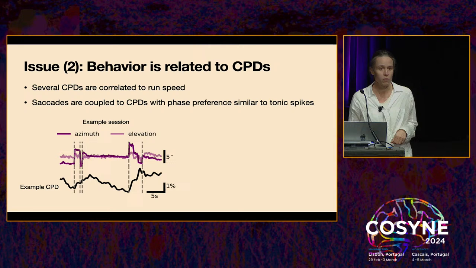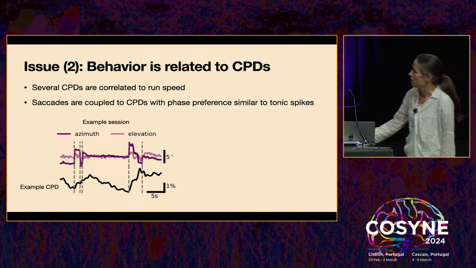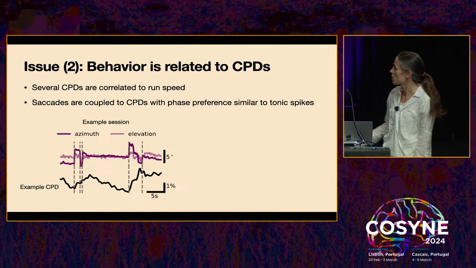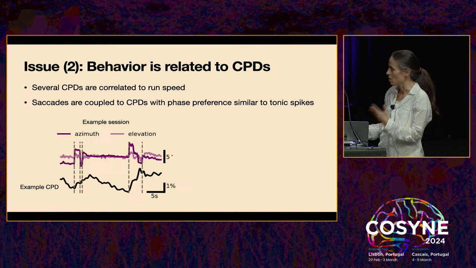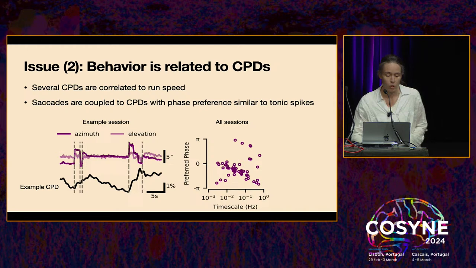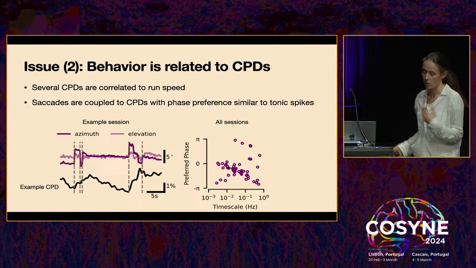What you can see here is the eye position in an example session. This is the azimuth, this is elevation. And down here you see an example component of pupil dynamics. What is very striking in this example is that the saccades, which happen mostly along the horizontal dimension, along the azimuth, happen whenever this component of pupil dynamics seems to be dilating. So here, here, here, and here, for example. And overall, when we relate the occurrence of saccades to these components of pupil dynamics in the session, we realize that the phase preference of the saccades looks very similar to that of tonic spiking.